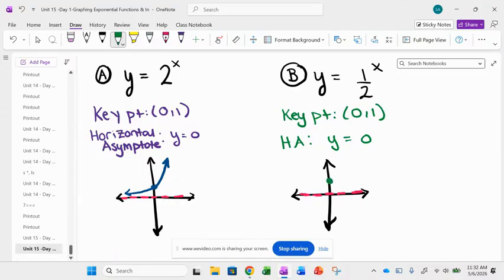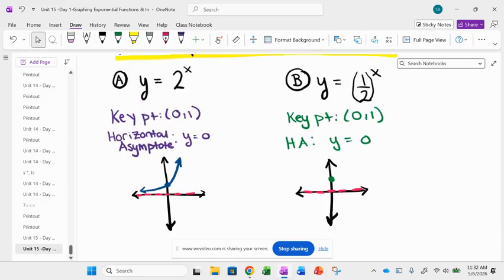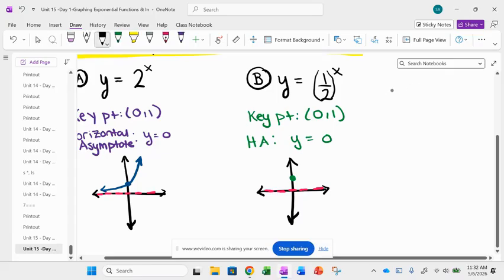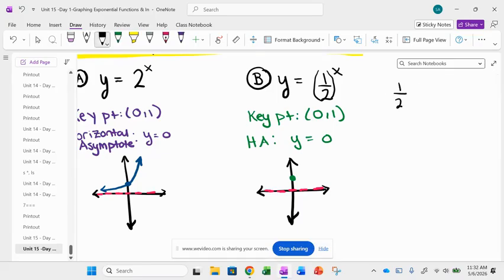Okay, but now let's think about this. Is the x squaring the 1 or the...? Oh, okay, there's the parentheses. Yeah, I get it. Okay, so let's see what's happening here. If I have a half to the second power, isn't that 1/4? If I have a half to the third power, isn't that 1/8? So as x is getting bigger, my y is getting what? Smaller. So as I move along my x-axis, my y is getting lower and lower and lower.